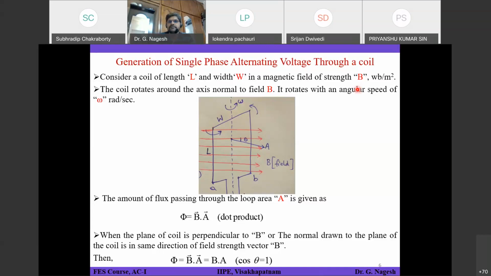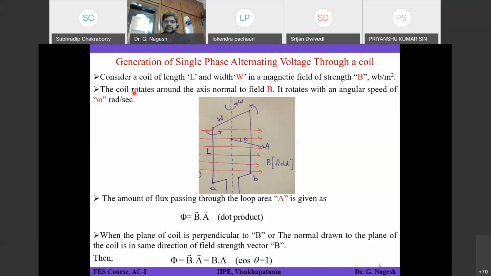Since we have assumed length L and width W in meters, B is Webers per meter square. This is called flux density, that means flux per unit cross sectional area. So that we have assumed to be B. If you see here, these red color lines which I have drawn are the flux density. That means the flux is flowing from left to right, passing through a cross sectional area.